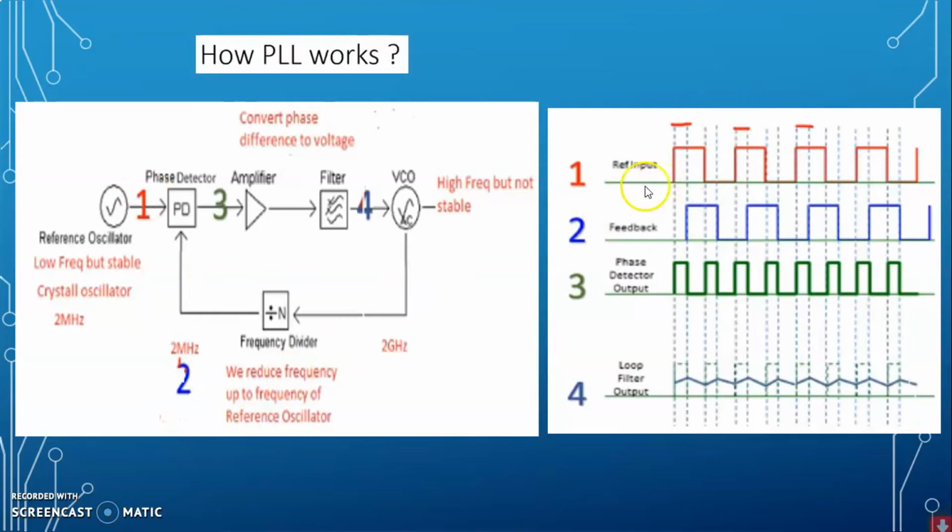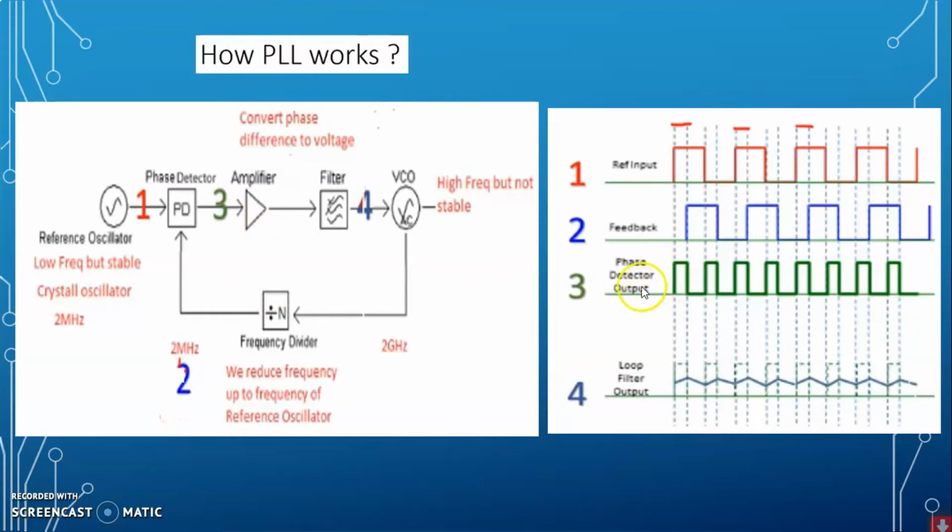Here the waveform 1 represents the reference input, which is generated by the crystal oscillator. Waveform 2 represents the feedback signal, which is generated by the voltage controlled oscillator and divided by the divide-by-n network. Waveform 3 is the phase detector output. The phase detector compares the phase angle of the reference input signal and the phase angle of the feedback signal. Based on the comparison, it generates the error signal.